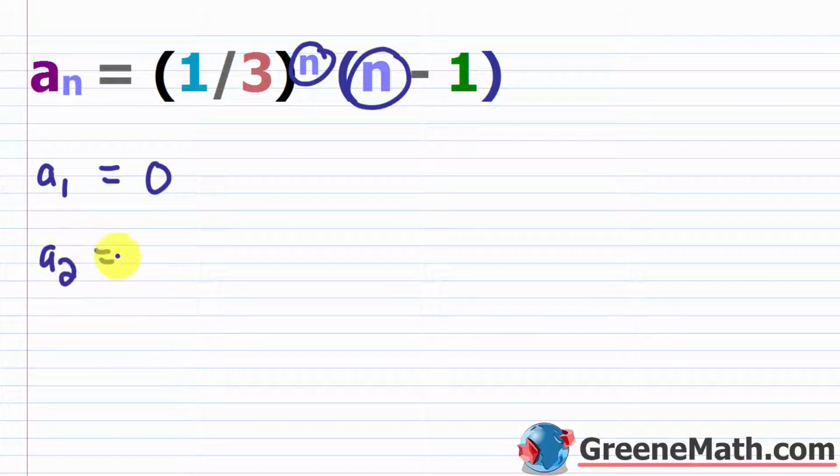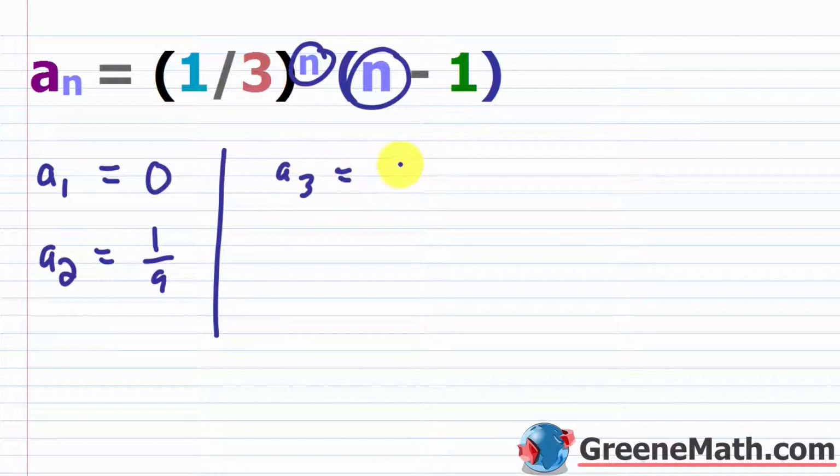Then a sub 2 would be what? Well, I'm plugging in a 2 there, so you'd have 1/3 squared times 2 minus 1 is 1. So 1/3 squared would be 1/9. 1/9 times 1 is 1/9. Okay, so we've got that. Then a sub 3, let me just kind of write this over here. So a sub 3 is what? You would have 1/3 cubed, so you know that's 1 over 27. And this is times 3 minus 1 is 2. So this will just be 2 over 27. So 2 over 27.